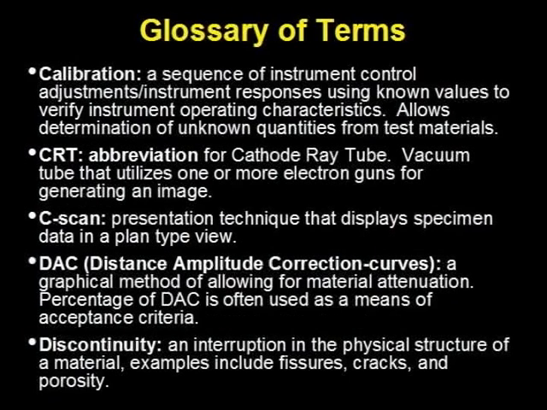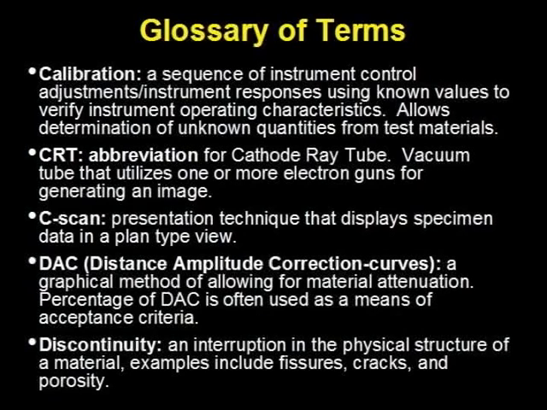Calibration is a sequence of instrument control adjustments and instrument responses using known values to verify the instrument operating characteristics. Calibration allows determination of unknown quantities from test materials. CRT, of course, is an abbreviation for cathode ray tube, which is a vacuum tube that utilizes one or more electron guns for generating an image. C-scan is a presentation technique that displays a specimen data in a plan-type view.